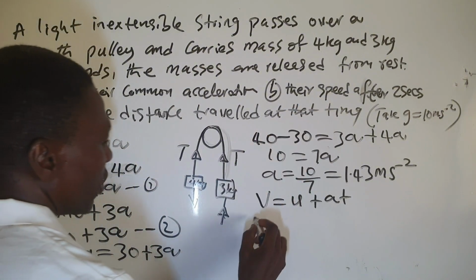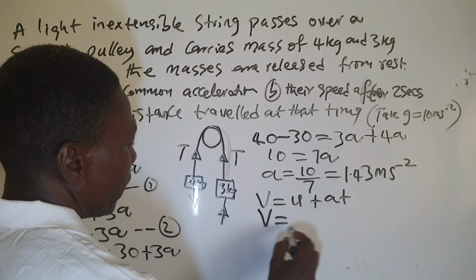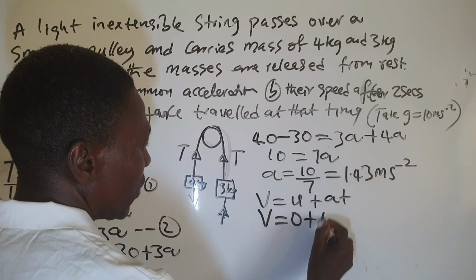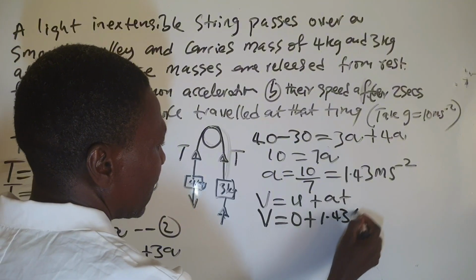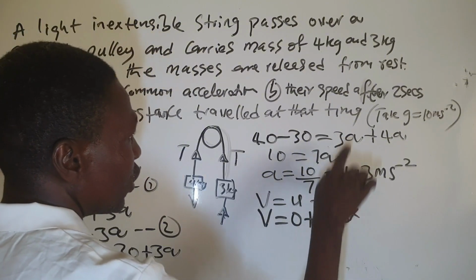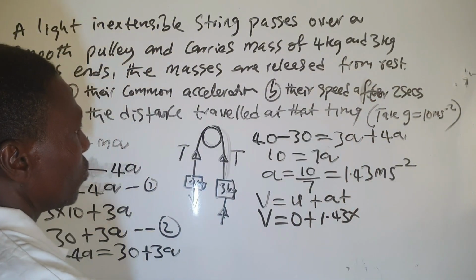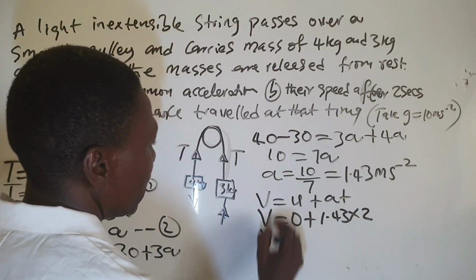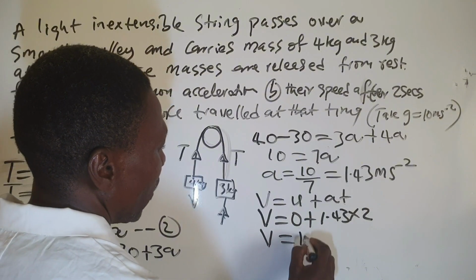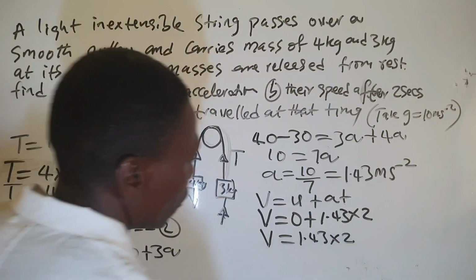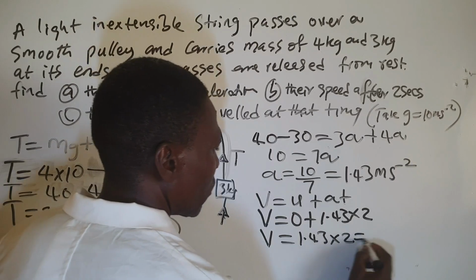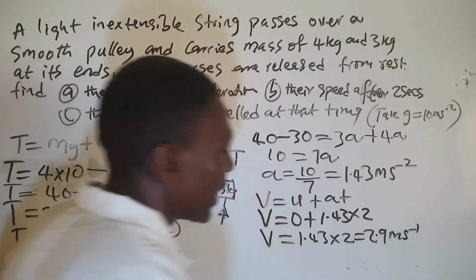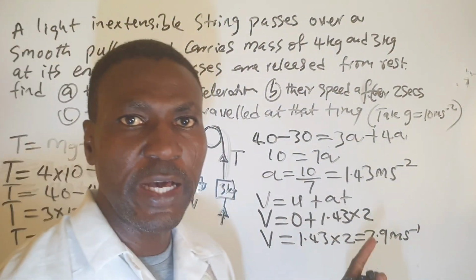Now the speed they're asking for becomes V equals 0 plus A, which we have calculated as 1.43, times the time, T, which is 2. They say after 2 seconds. So the final answer for the speed they're asking equals 1.43 times 2. What is the answer? The answer is 2.9 meter per second. That is the speed they asked us for.